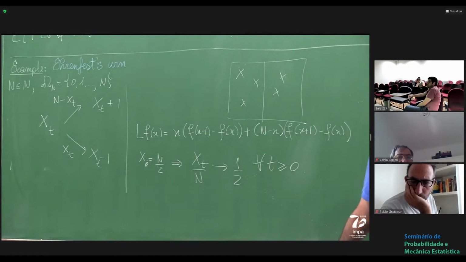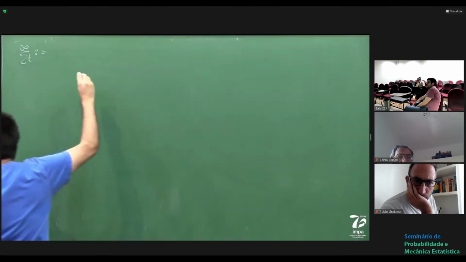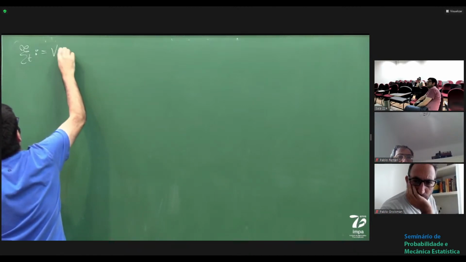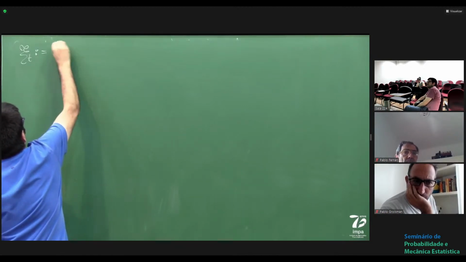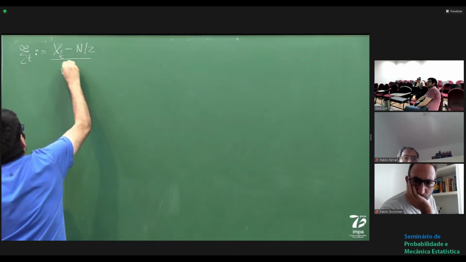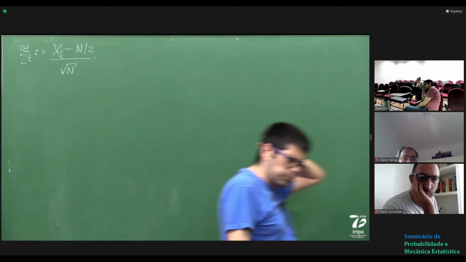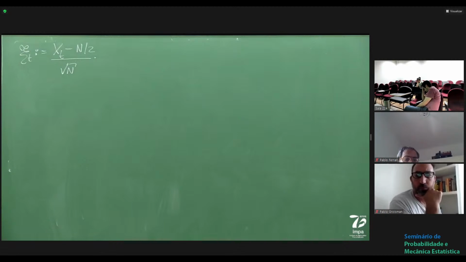Once you've seen this, it makes sense to define psi of t, which is going to be Xt minus n divided by 2, divided by square root of n. This is the scale at which you should see fluctuations. So we expect, and it's not very difficult to prove, that this thing converges to a Gaussian process, which is called the Ornstein-Uhlenbeck process. So in particular for each fixed time t, it converges to a Gaussian random variable.